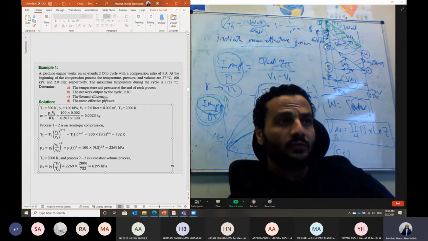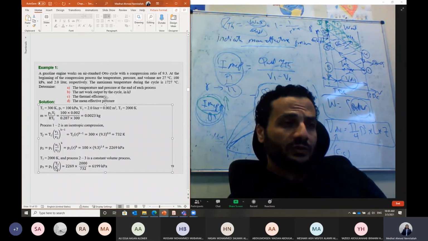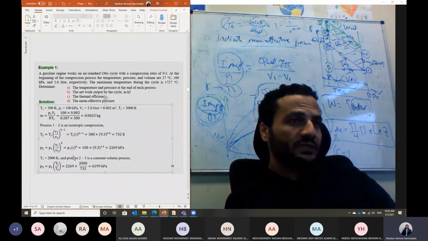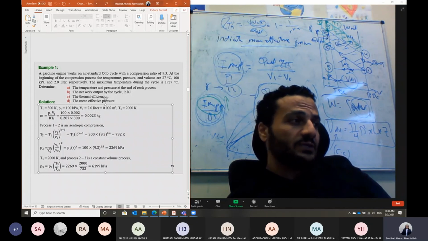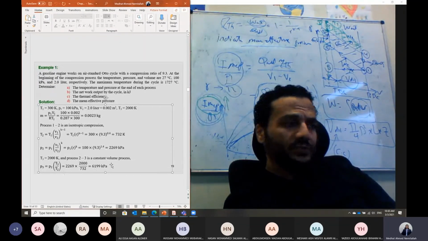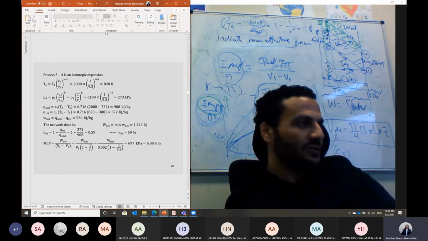Likewise, you can go from 2 to 3. From 2 to 3, this is constant volume. So we can say P1V1 over T1 equals P2V2 over T2, and V2 is the same as V3. Then we get P3 over P2 equals T3 over T2. We have P2 and T2, then we can calculate T3. This is something you can just read, guys.